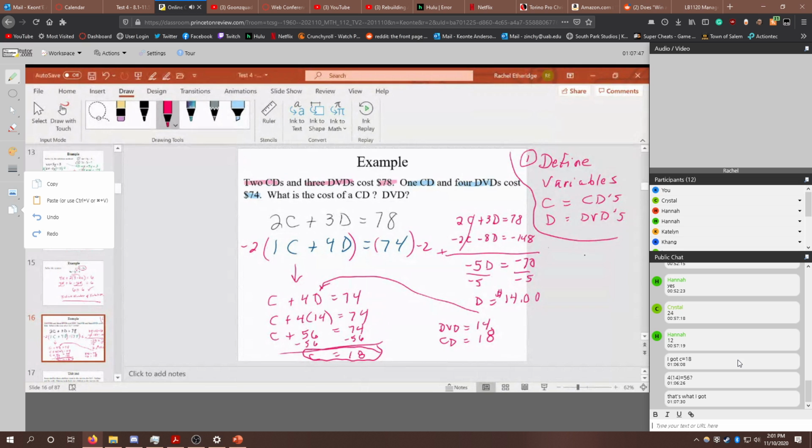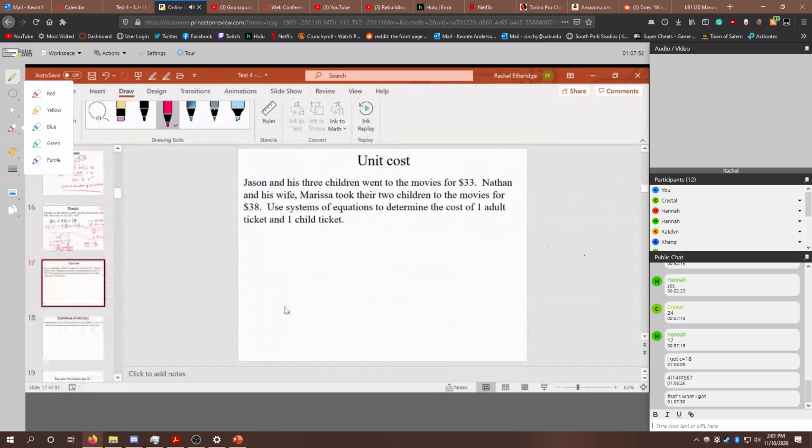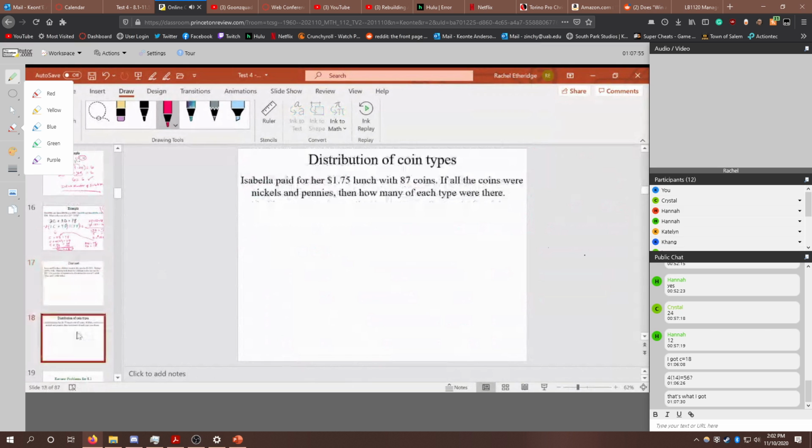All right. I'm going to leave this next one for you to work. So see what you can do with that one. And I'm going to set this one up. First of all, can you figure out how to work this? It says Isabella paid for her $1.75 lunch with 87 coins. All of the coins were nickels and pennies. How many of each were there? Does anybody have a clue how to set this up?